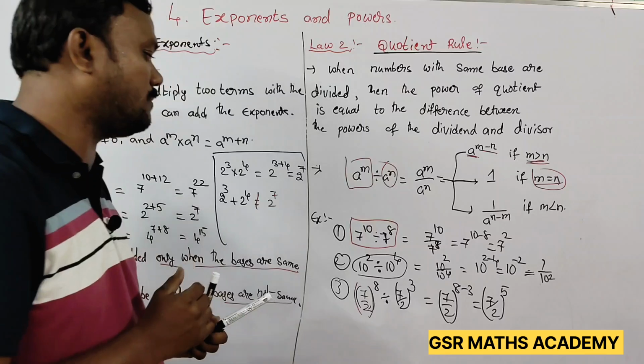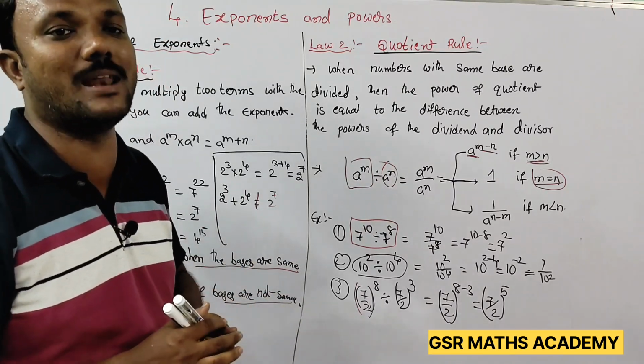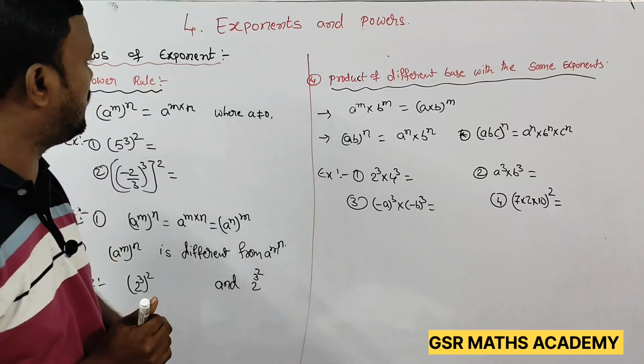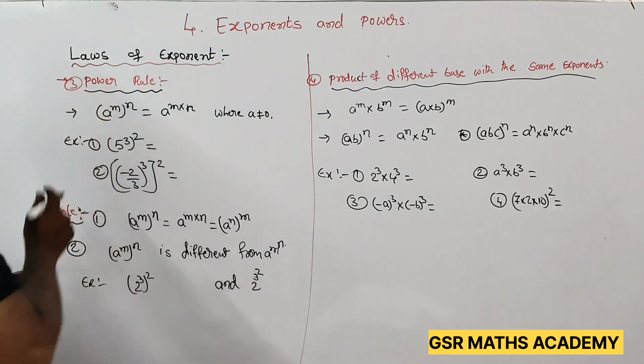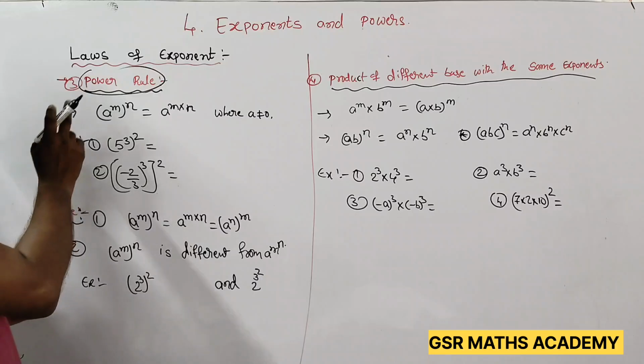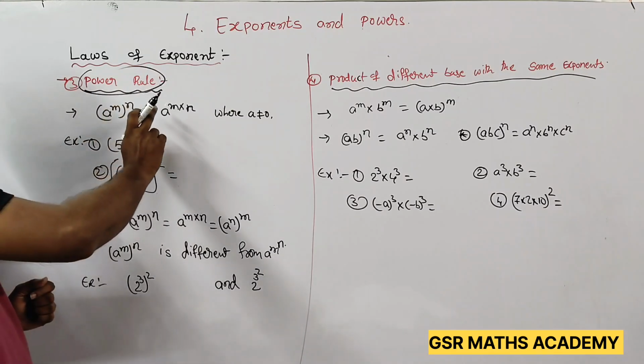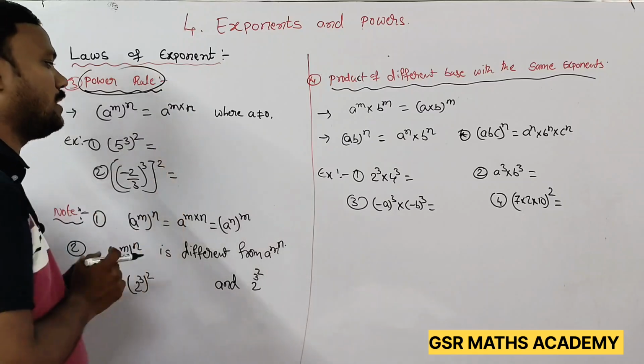These are the two important laws, and we shall discuss a few more laws. Now let us say this third law, that is the power rule. What is the power rule? It says that a to the power of m, whole to the power of n, can be written as a to the power of m into n.